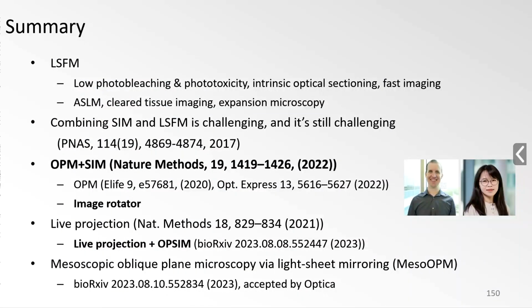Okay, so I want to sum up here. I gave you some brief introduction of the light sheet fluorescence microscope. Just remember the advantage of light sheet is it has low photo-bleaching, low photo-toxicity, and it has intrinsic optical sectioning, and you can do that fast. Something very important is we also have the ASLM system in the lab, the so-called axially swept light sheet microscope. And I think this is very useful for clear tissue imaging or expansion microscopy, which I didn't have time to mention today, but this is now becoming a very big field in the light sheet community.